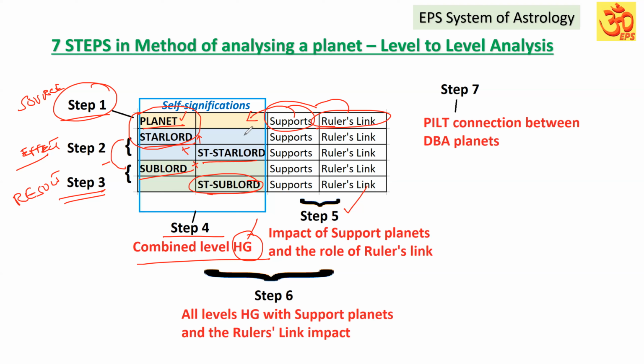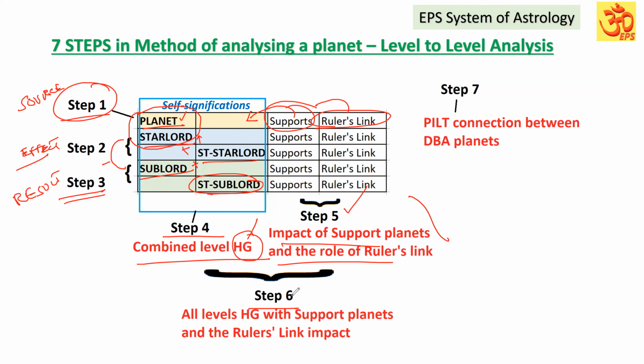If your support planet is also ruling the other level, its impact is going to be increased because it is also a ruler. That is called a ruler's link. So the impact of the support planets and also the role of the ruler's link, they're all coming under step number 5. So step number 4 is up to the signification of the planet rulers only. Step number 5 is connecting to the supportive planets and their rulers' link, and comes step number 6.